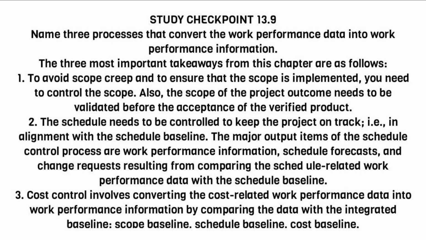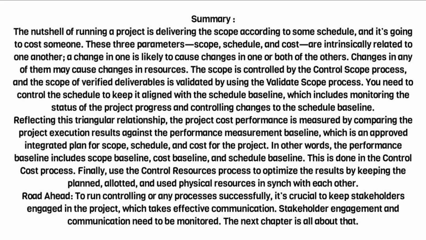The major output items of the schedule control process are work performance information, schedule forecasts, and change requests resulting from comparing the schedule-related work performance data with the schedule baseline. 3. Cost control involves converting the cost-related work performance data into work performance information by comparing the data with the integrated baseline, scope baseline, schedule baseline, cost baseline. Summary.